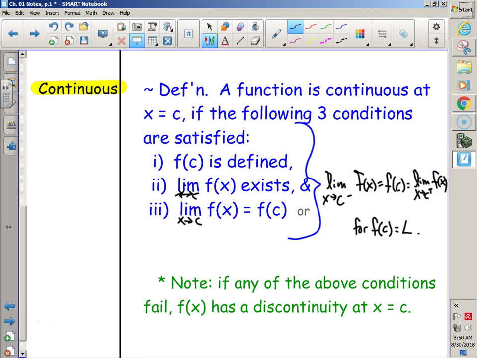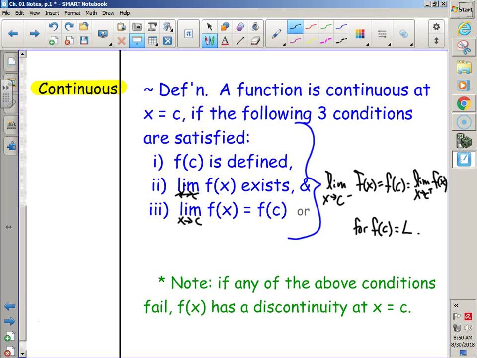So as long as f(c) equals an actual limit, an actual constant, and that agrees with that, we're good. A function is continuous. This is like the step 1, step 2, step 3. This is kind of like, hey, let's put it all together in one statement. At the very bottom, if any of the above conditions fail, then a function has a discontinuity at c. What kind of discontinuity? I don't know. It depends on what's wrong. Depends on which one fails.